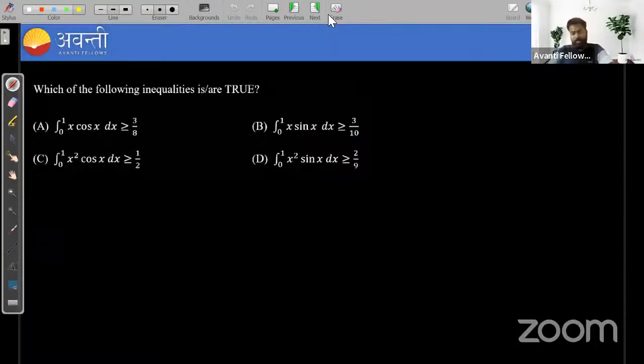Okay, let's solve this question. What is it showing? This is a question that came in 2020, I think. Yes, 2020 JEE Advanced question. Okay. So which of the following inequalities is or are correct?